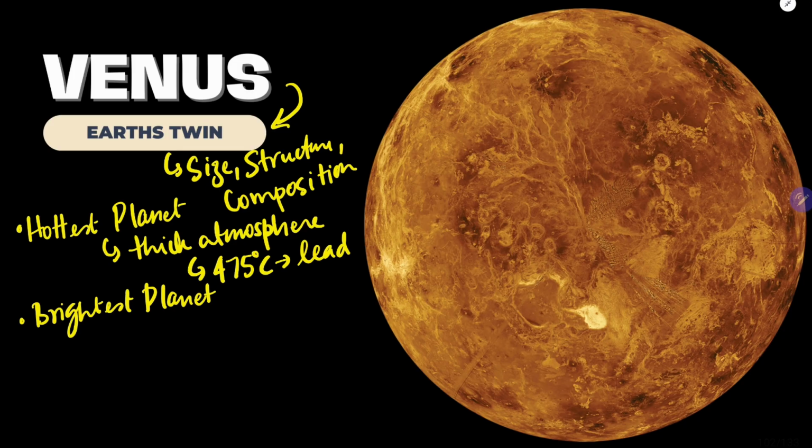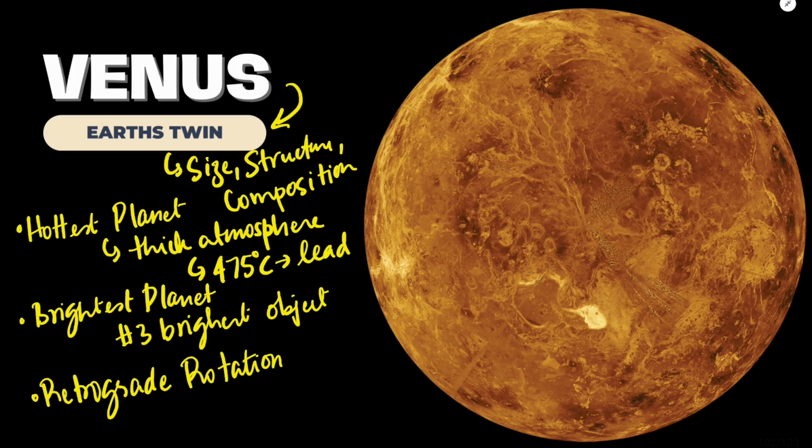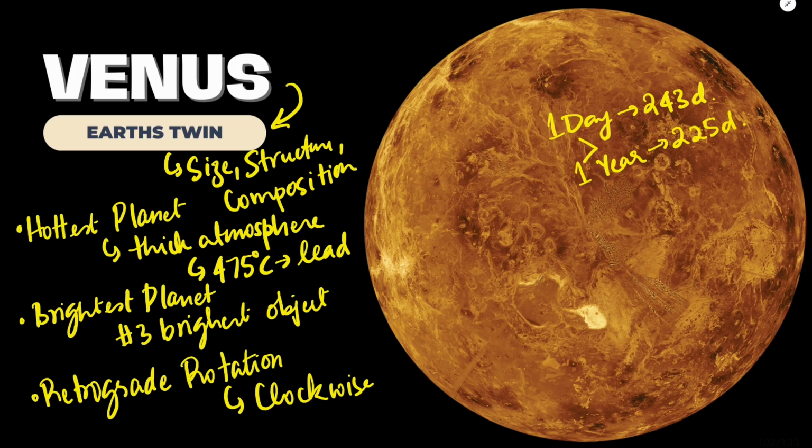It is the brightest planet in the night sky and the third brightest object visible from Earth after the Sun and the Moon. As seen earlier, Venus has a retrograde rotation, that is, it rotates clockwise unlike most planets. A day on Venus is longer than a year on Venus. One day takes 243 days, while 1 year takes only 225 days.